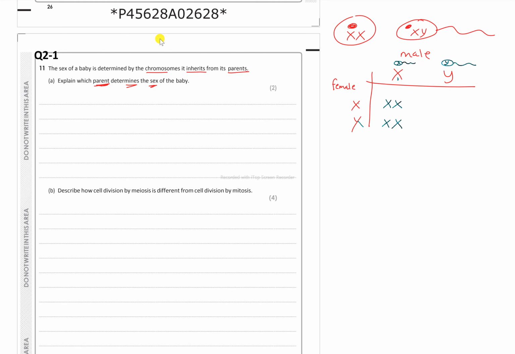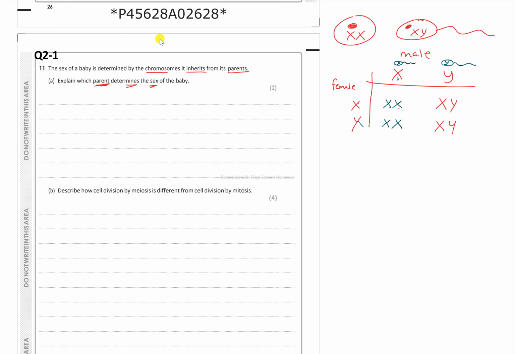Okay, let's try this now. So if the male sperm carries the X chromosome, you're going to end up with XX. If the male sperm carries the Y chromosome, you're going to end up with X from mom and Y from dad. X from mom and Y from dad.